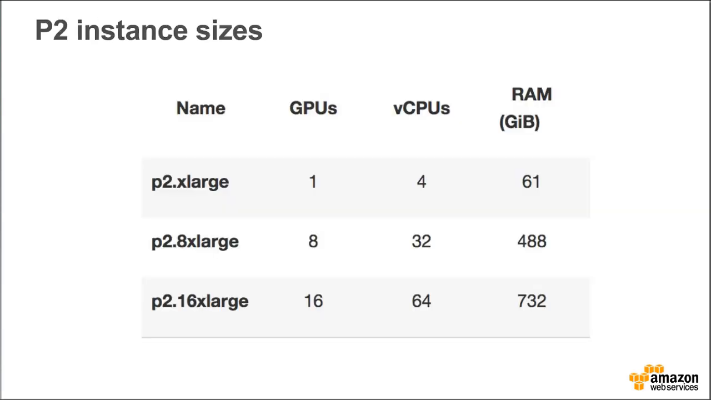P2 instances come in three sizes: xlarge, 8xlarge, and 16xlarge. The name of the instance type is directly related to the number of GPUs that it comes with. In addition, the instance also has a proportional number of vCPUs and RAM, as you can see on the table here.